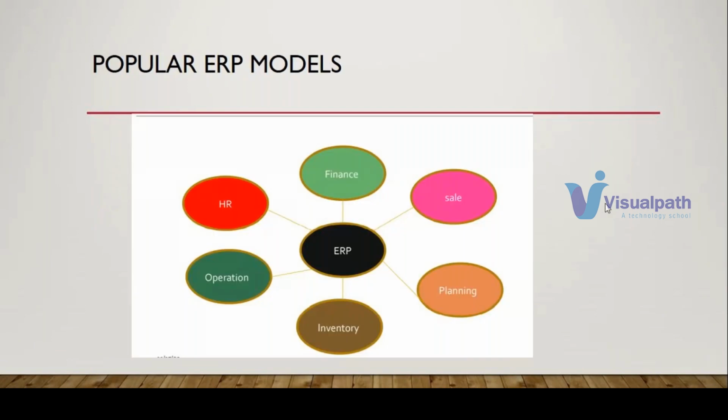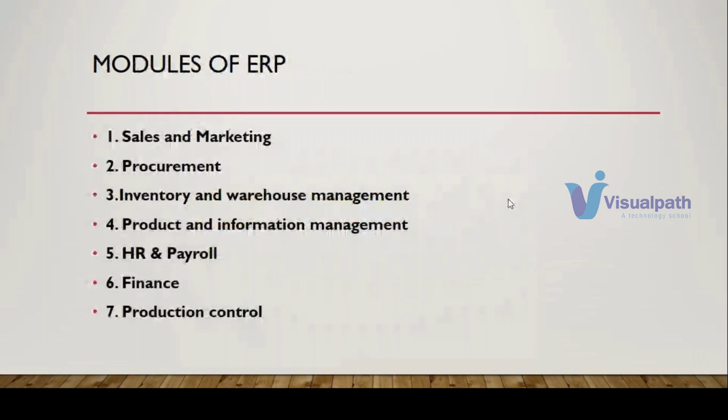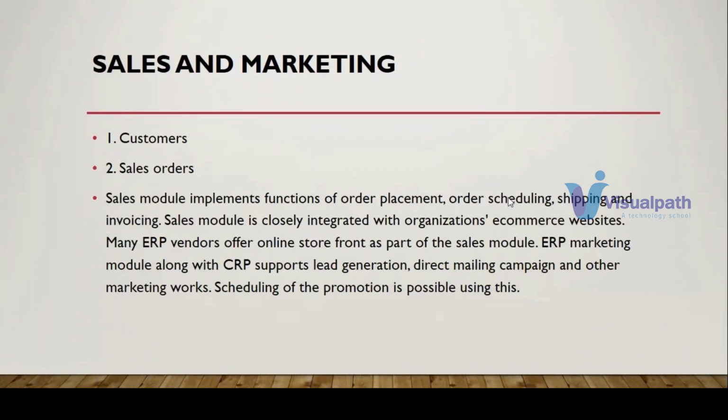So coming to these popular ERP modules, we have finance, sales, planning, inventory, operation, and HR. So these are the popular modules in the ERP. We can see one by one, what is sales, what is procurement, what is inventory. So coming to sales and marketing, we divided separate related actions into one module, like sales module, purchase module. So separate related actions of a business into a module.